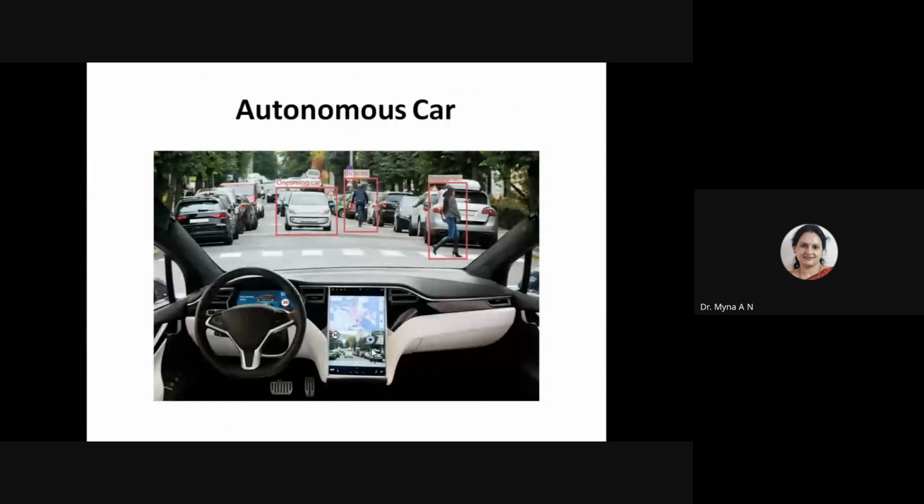One of the simple examples is an autonomous car. An autonomous car is the best example for a computer vision system. In this case, the car itself is a computer. The cameras attached to the car act as eyes, and since it is a driverless car, the car has to continuously take decisions. To take those decisions, it has to process the images and videos that are fed to the car.